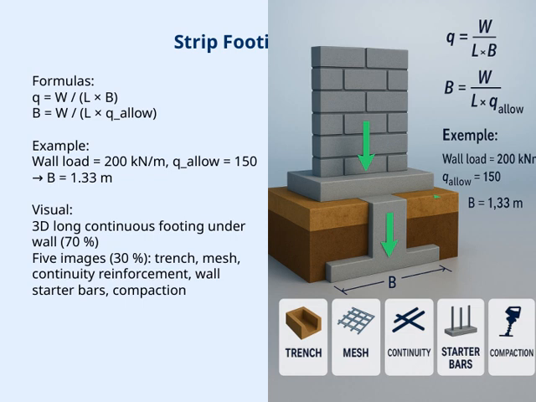Now, visually, you'll see a 3D illustration of a long, continuous footing under a wall, which accounts for about 70% of our focus here. The other 5 images show important construction details: the trench preparation, placement of reinforcement mesh, continuity reinforcement for structural integrity, wall starter bars, and proper compaction techniques.